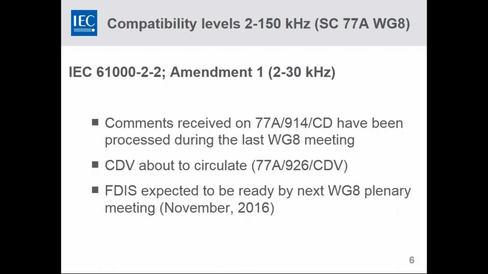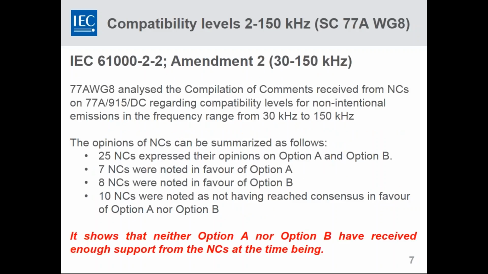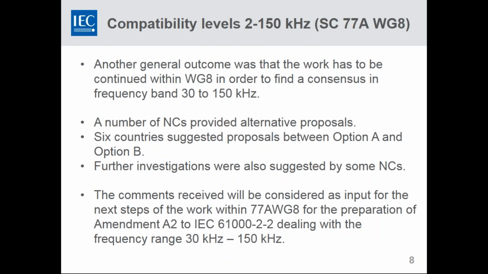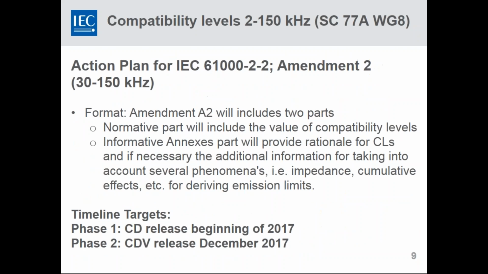So Working Group 8 has a lot of meetings scheduled and webinars in between, and I don't think there's any need to go further. Well, this is kind of the count of that vote of about 30 kilohertz. You can look at 25 national committees expressed their opinion. 7 said choose A, 8 said choose B, and 10 said I've got another idea. So clearly there's no consensus reached, and right now that is the struggle to try to come to a compatibility levels consensus.